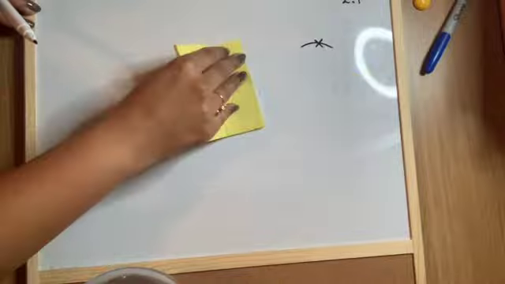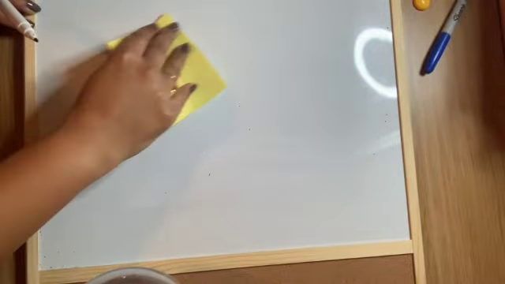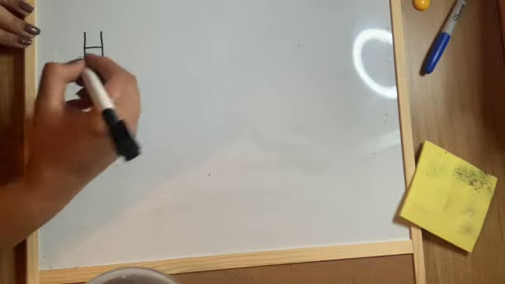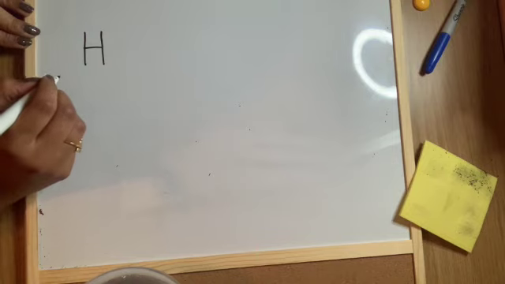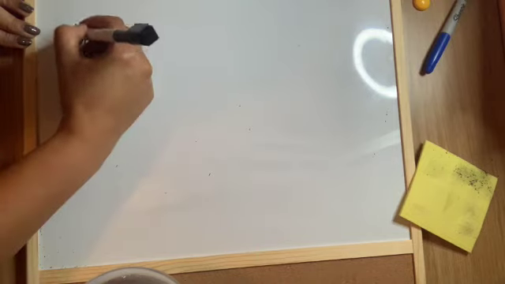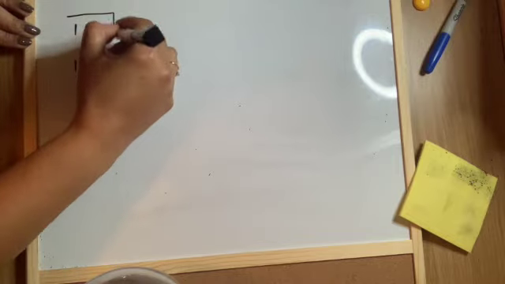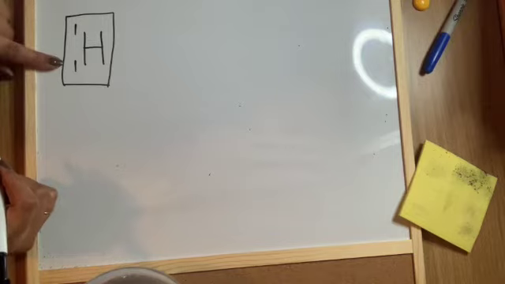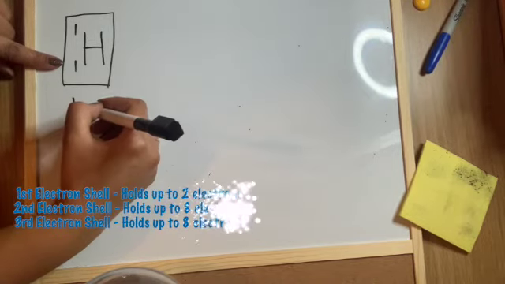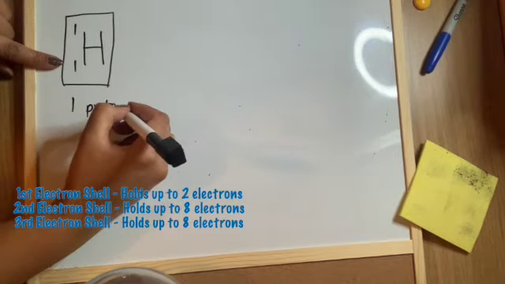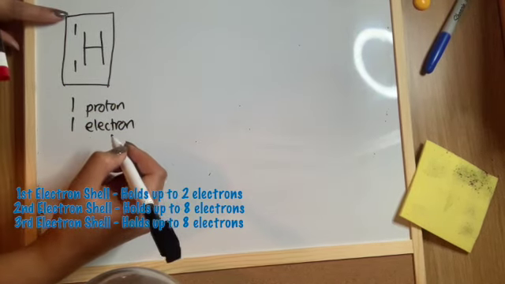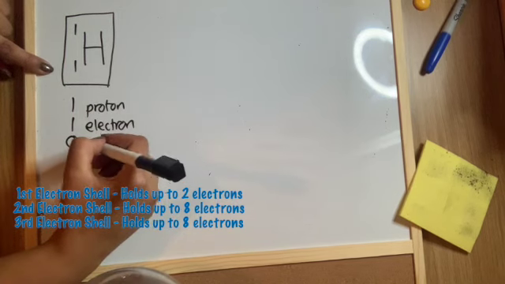Now I'm going to rub this off. There we go. So if we look at hydrogen, now hydrogen has 1, 1 in the element box. So that means atomic number is 1, 1 proton, 1 electron, and then 1 minus 1 is 0, 0 neutrons.